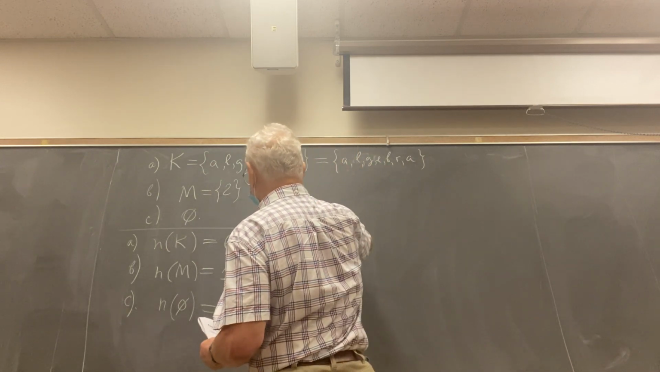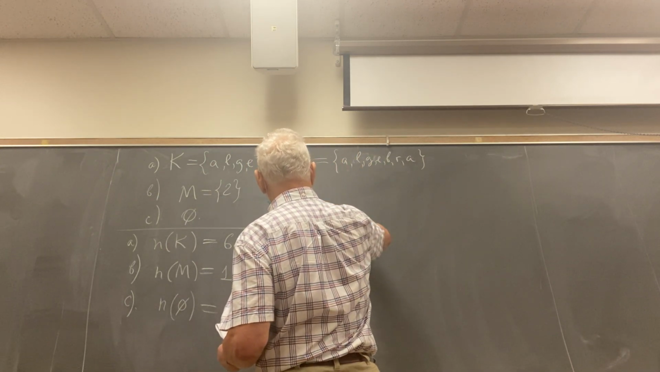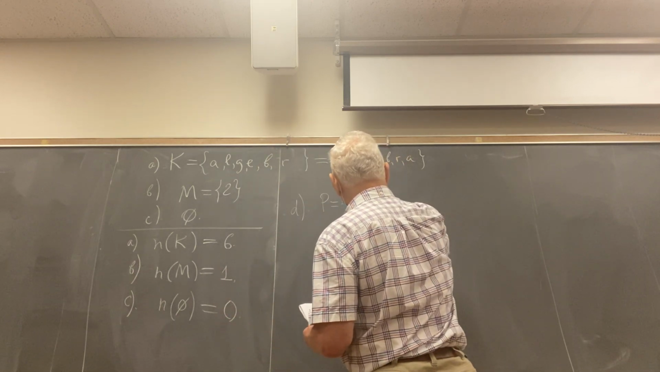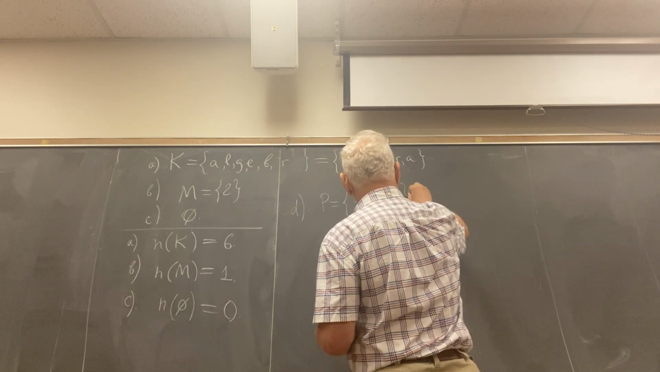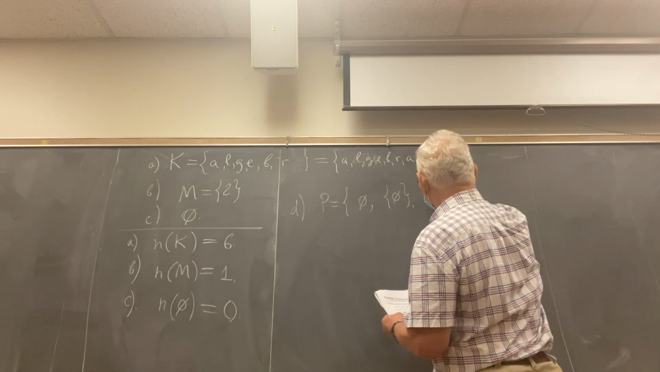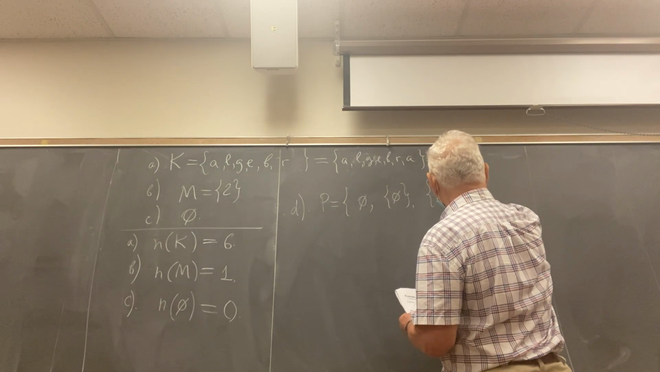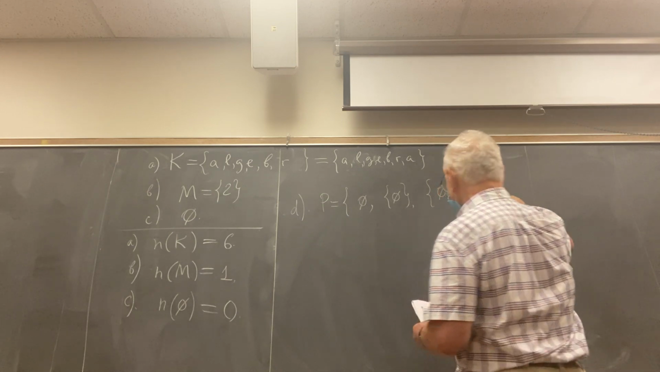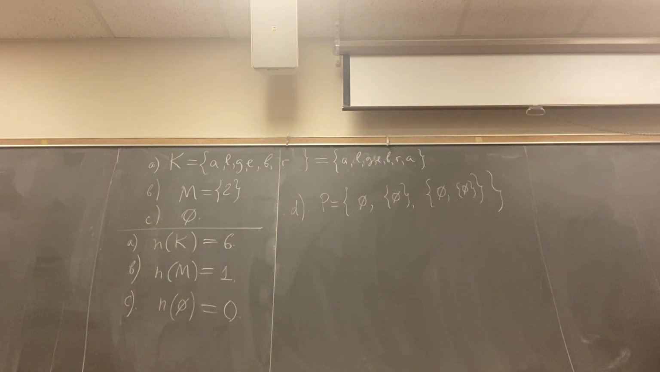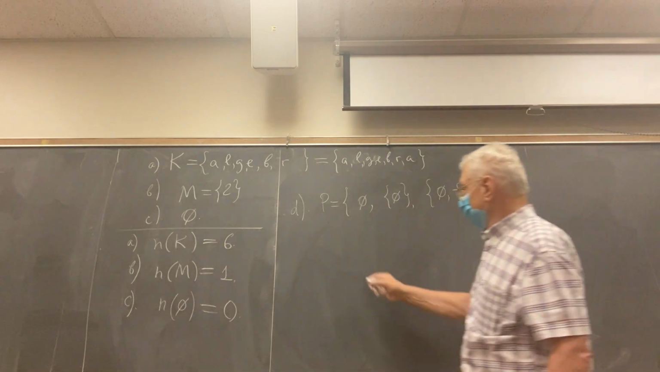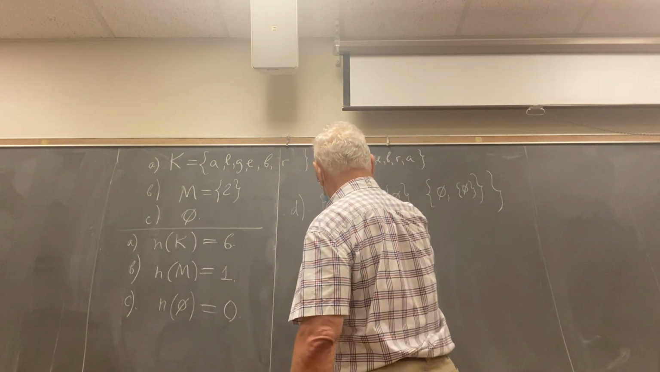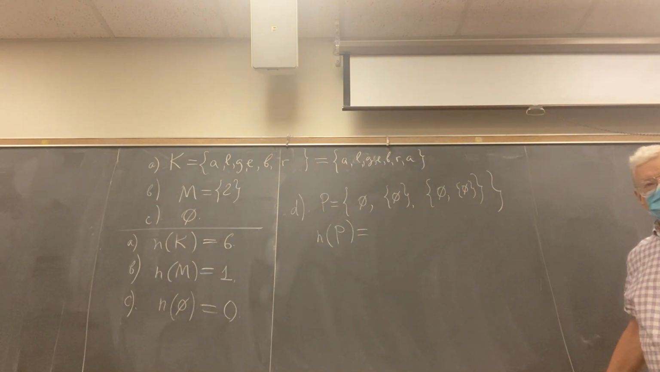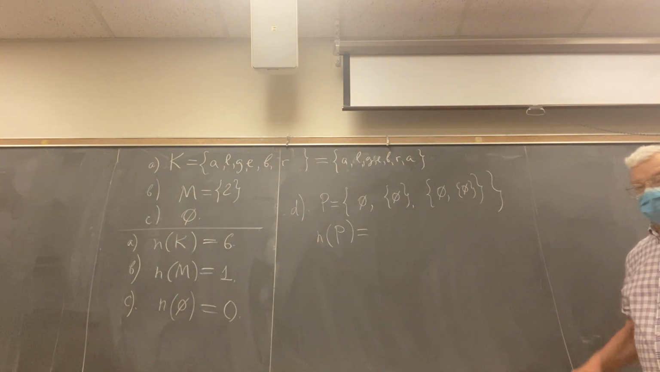D. Suppose P is the following set: the empty set, then this set, and then the set and the empty set. You see, that is a tricky question. So what is the cardinality of P? 2? Oh, I know. So what are the elements?